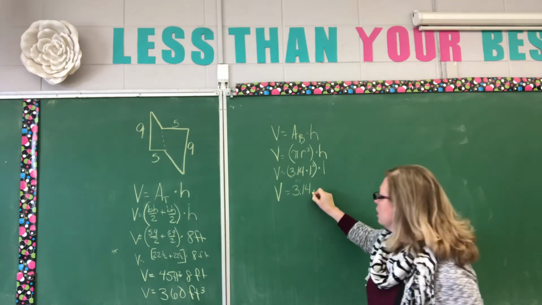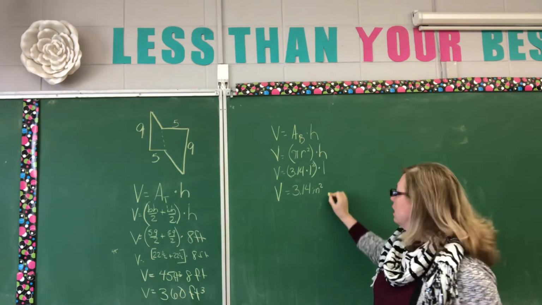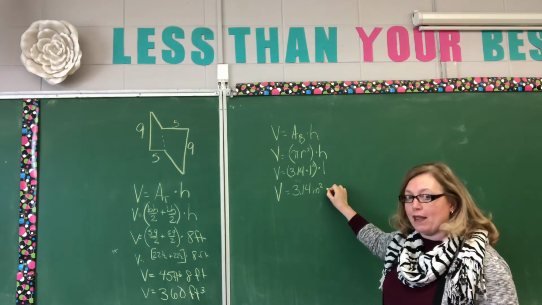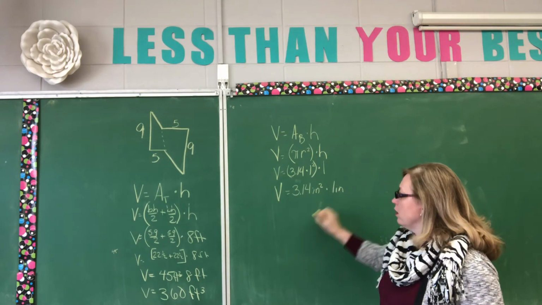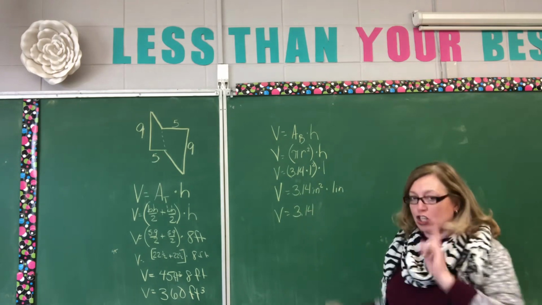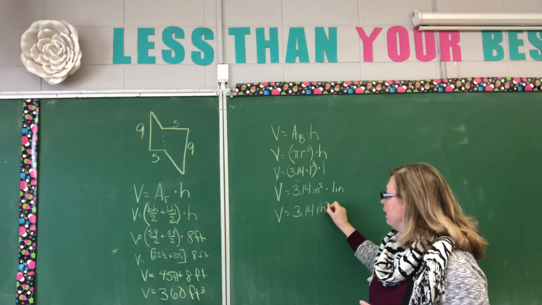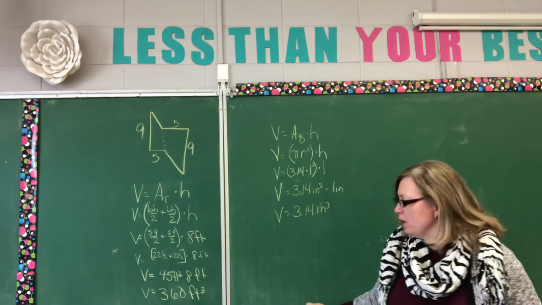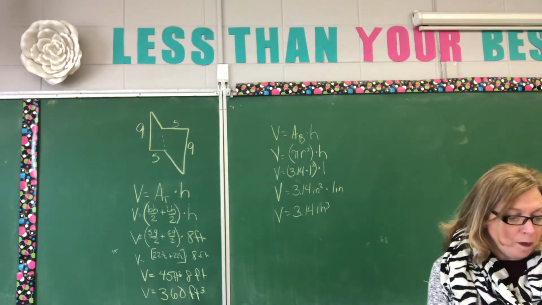It's in inches. So it's in square inches because this is the area of the base. Now multiply it by the height, which is 1 inch. So my answer is still 3.14. What changes is my unit. I'm in cubic inches now. All right, I hope that today's review has helped you.